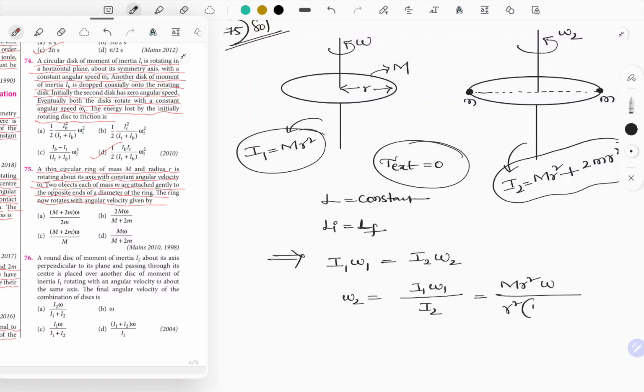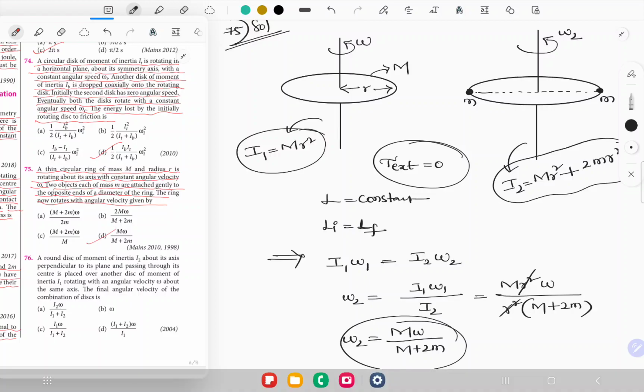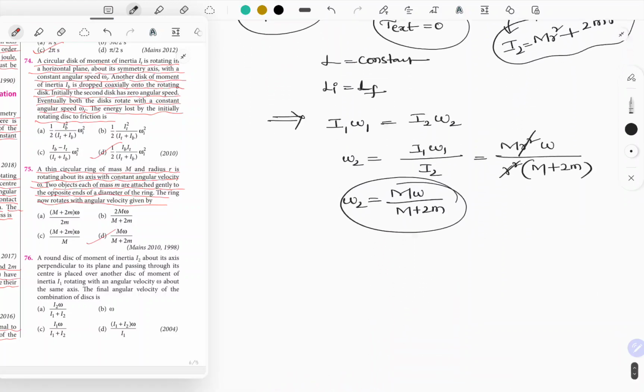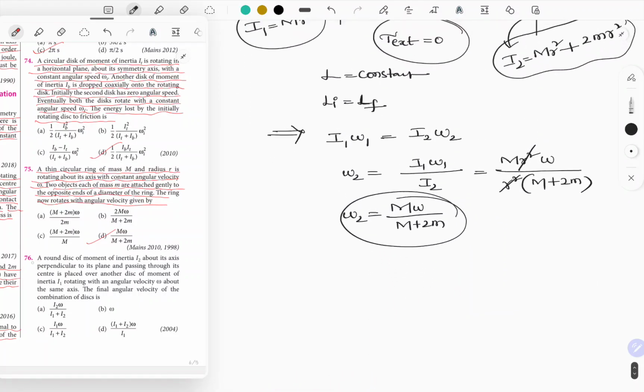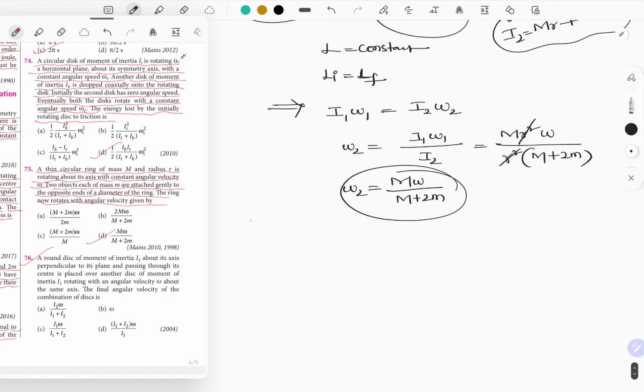I2 is r square is common. You are going to be left with m plus 2m. R square will get cancelled out. Then omega 2 is equal to m omega by m plus 2m. Which option matches? M omega by m plus 2m. Option D is the correct answer for question number 75. Let's try question number 76. Question number 76.